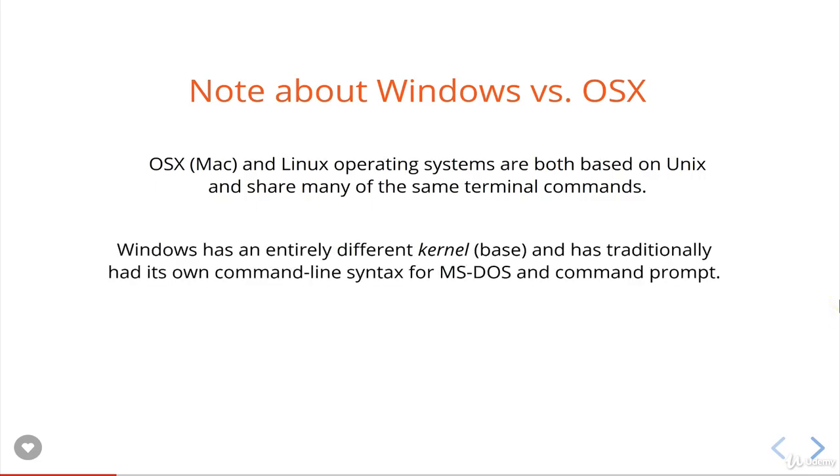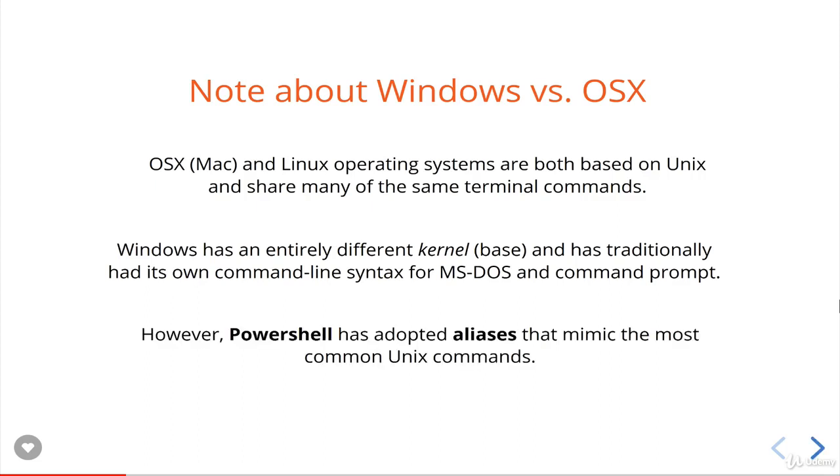Instead, Windows has an entirely different kernel, which is, think of it as the thing it's based on top of. So Mac and Linux are based on Unix. Windows has its own kernel. And in the past, it's always had its own command line syntax, totally different commands for MS-DOS, if you've heard of that, and something called command prompt. Fortunately for us, there is an alternative called PowerShell.